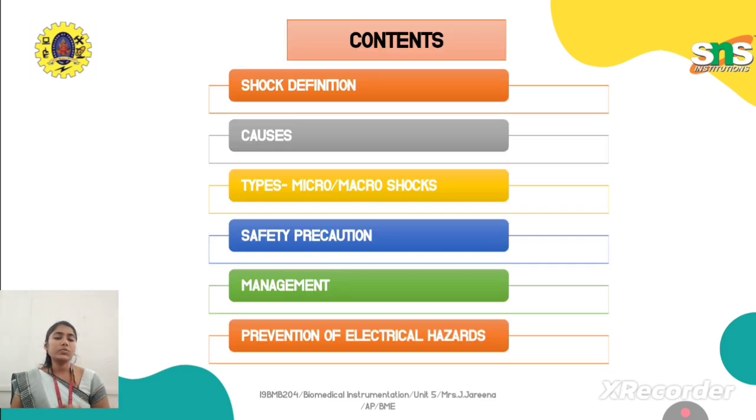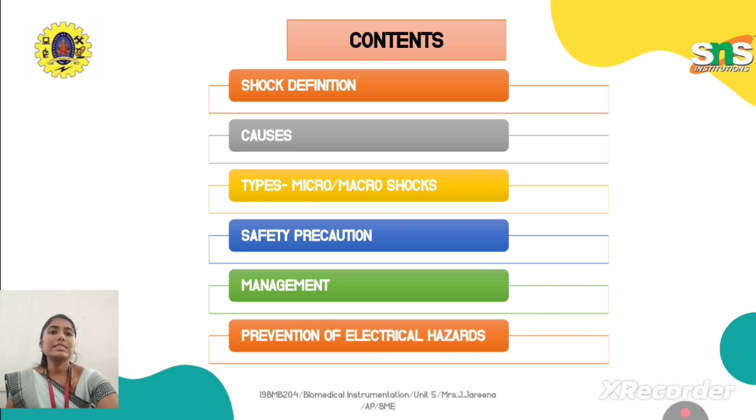So in this class I'm going to cover right from the basics, that is what is meant by shock, what are the different root causes or possible reasons for a person to get a shock, and what are the different types of shock, that is macro shock and micro shock, followed by a discussion on the different safety measures, management techniques or prevention techniques in order to avoid this shock.